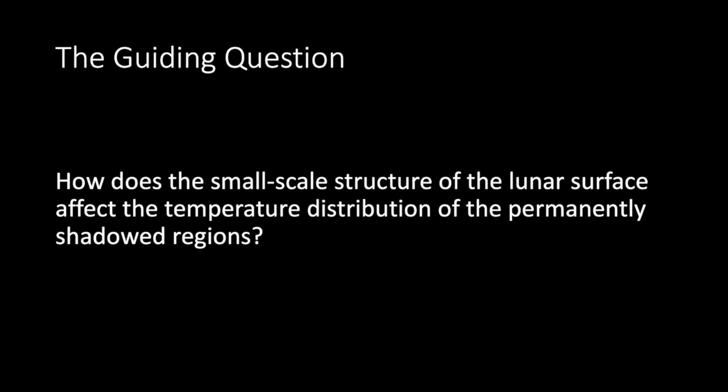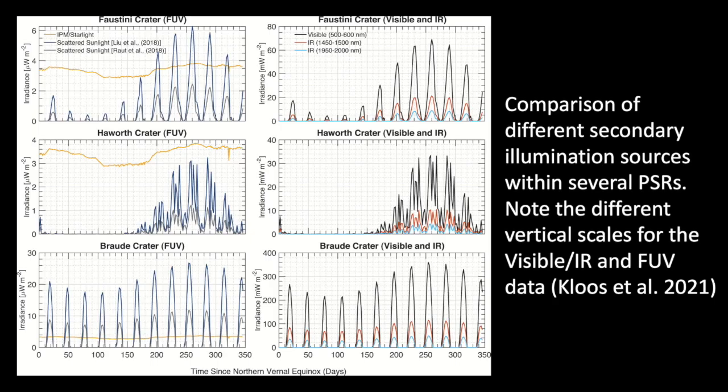small-scale surface roughness creates micro-ultra-cold traps that are protected from both direct and singly scattered sunlight, as well as thermal emission from illuminated terrain. Because singly scattered sunlight and thermal emission are the dominant energy sources within PSRs, these doubly shadowed regions would be much colder than the Diviner data would otherwise suggest.